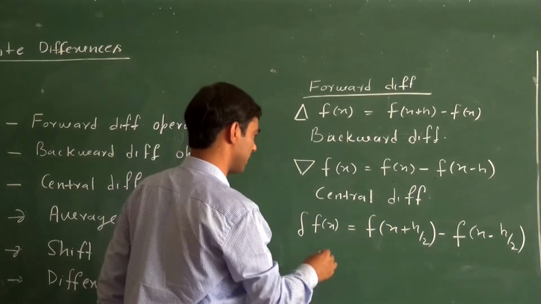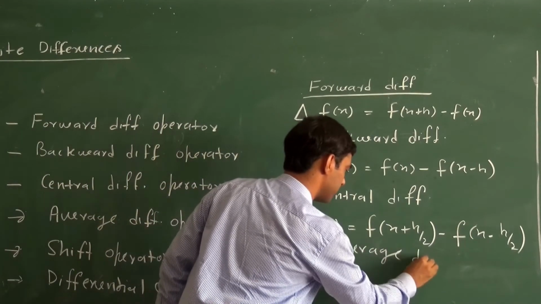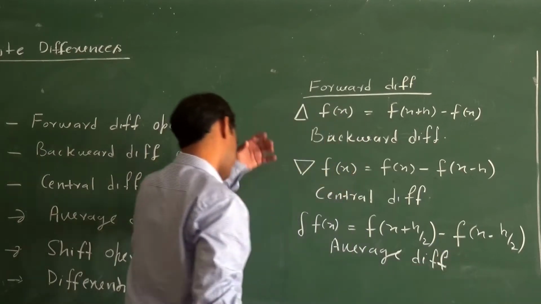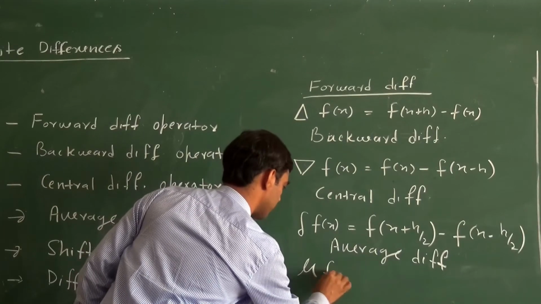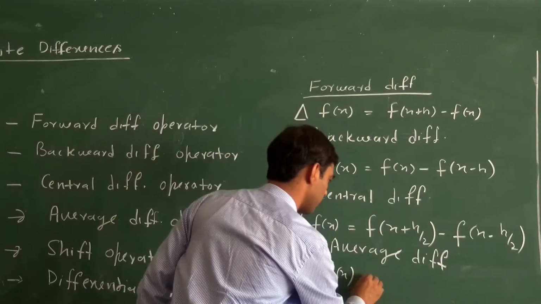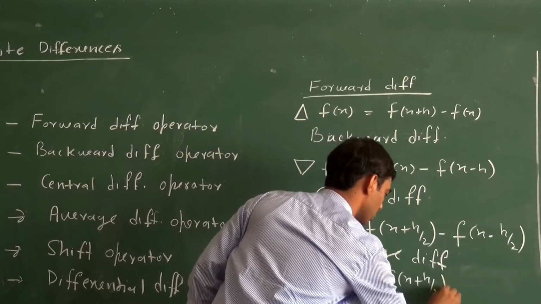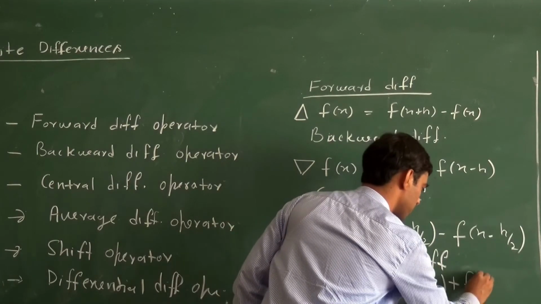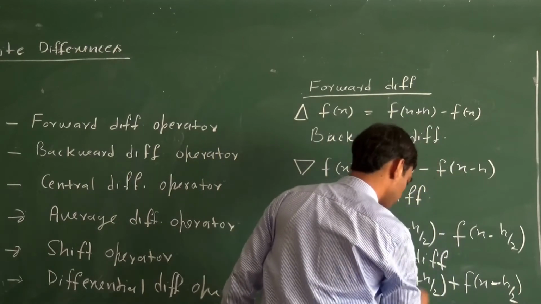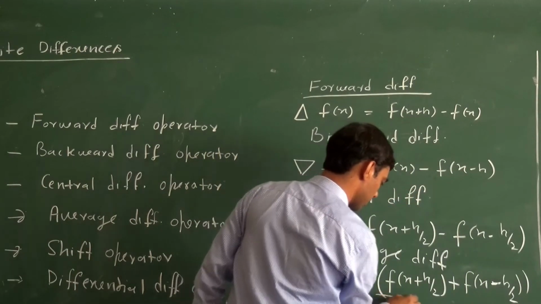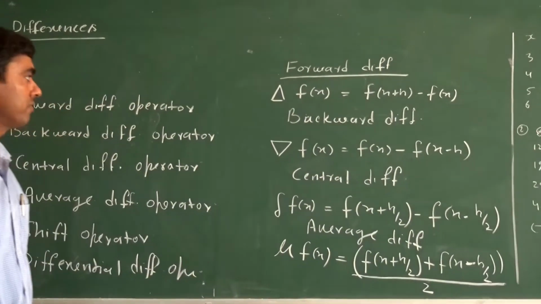Similarly, if we define the average difference, then mu of f of x equals f of x plus h by 2 plus f of x minus h by 2, whole divided by 2. This is the average difference operator.